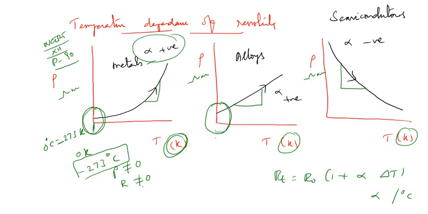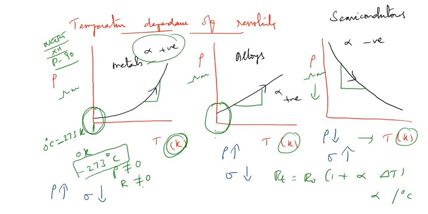Whereas for semiconductors, when temperature increases, resistivity decreases. For the first case, you could see that resistivity increases, therefore conductivity decreases. For alloys, as temperature increases, resistivity increases, therefore conductivity decreases. For semiconductors, resistivity decreases, therefore conductivity increases.